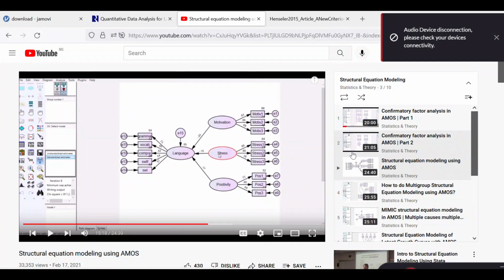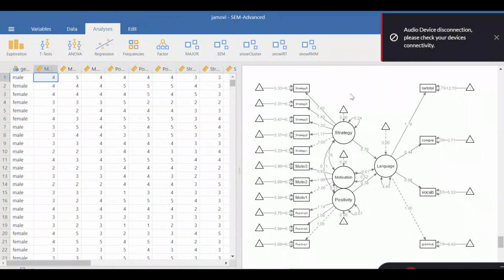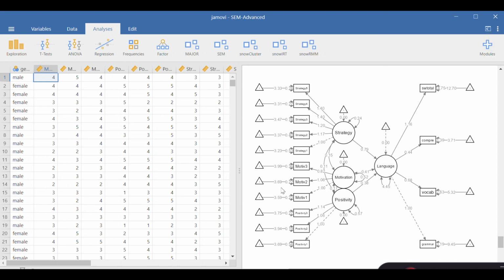The model that I'm going to fit today is this model, which in this video was computed using AMOS, another software package for SEM. So I'm going to replicate the same analysis this time around in Jamovi. Here is Jamovi. Here is a model that I've already opened. I will re-estimate this, don't worry about it.